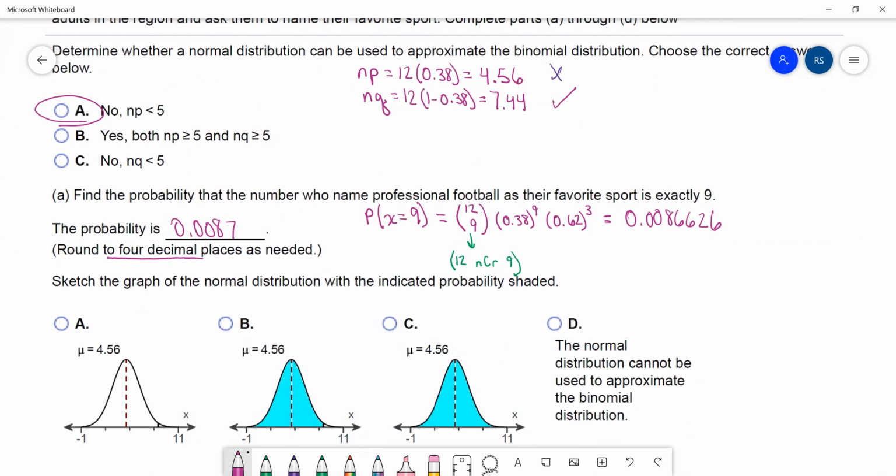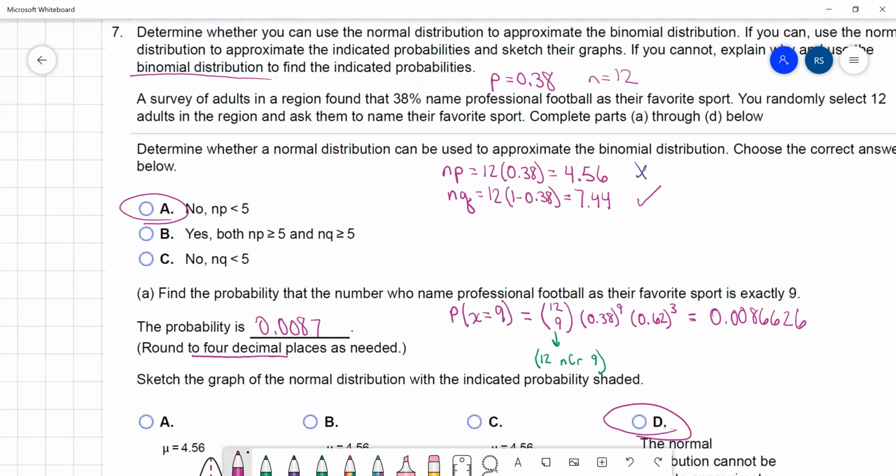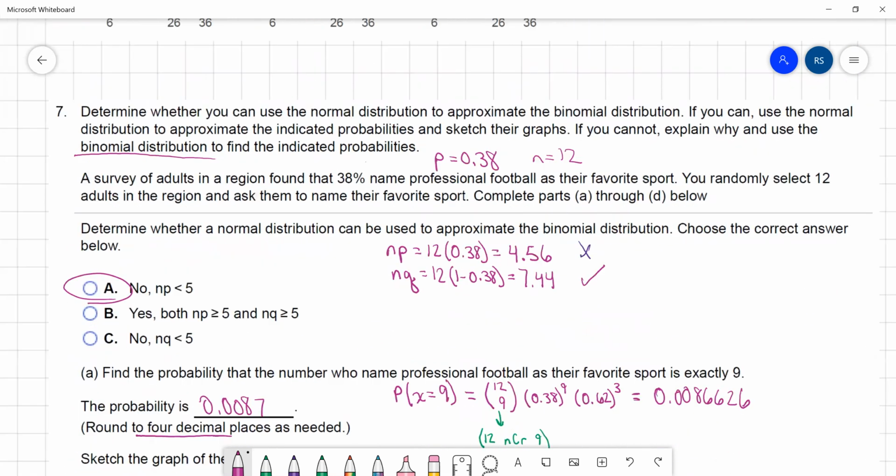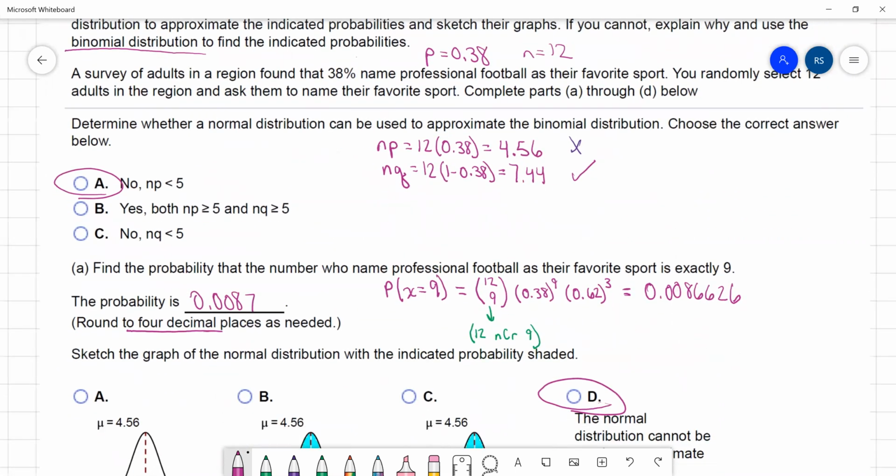And then they ask us to sketch the graph of the normal distribution and shade. Well, could we even use the normal distribution here? No, we had to use the old-fashioned binomial. So our answer is D. We cannot use it to approximate the binomial in this case. So if you can use it, use it. If you can't, then you just got to do old-fashioned binomial. Do it the old school way. I don't know what else to tell you.